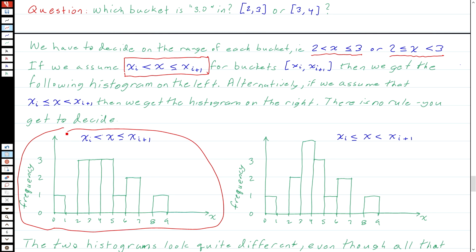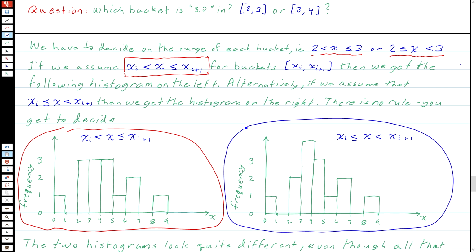If, on the other hand, I did it the other way around, I include the lower point but exclude the upper point, then I get this distribution. And you can see it actually looks quite a bit different. This decision about which point to exclude or include is entirely arbitrary. It's up to you. But I would just experiment and choose one that gives you the picture that you're happiest with.